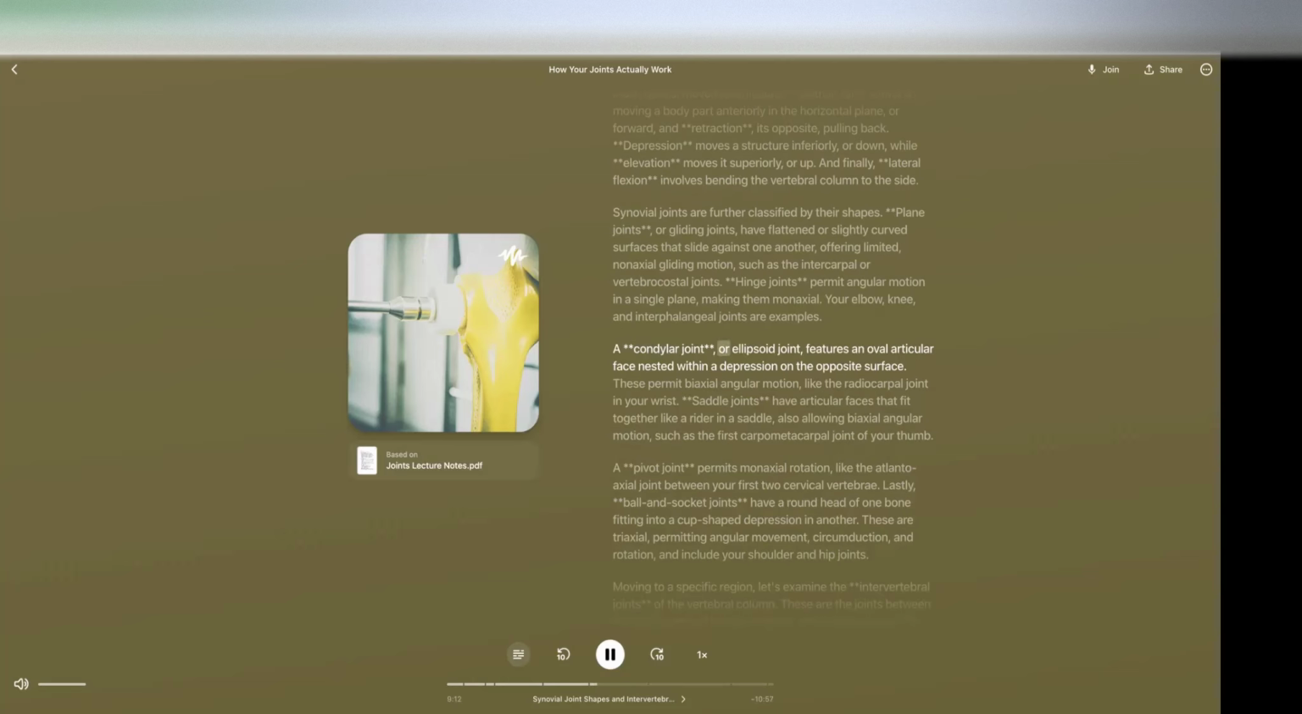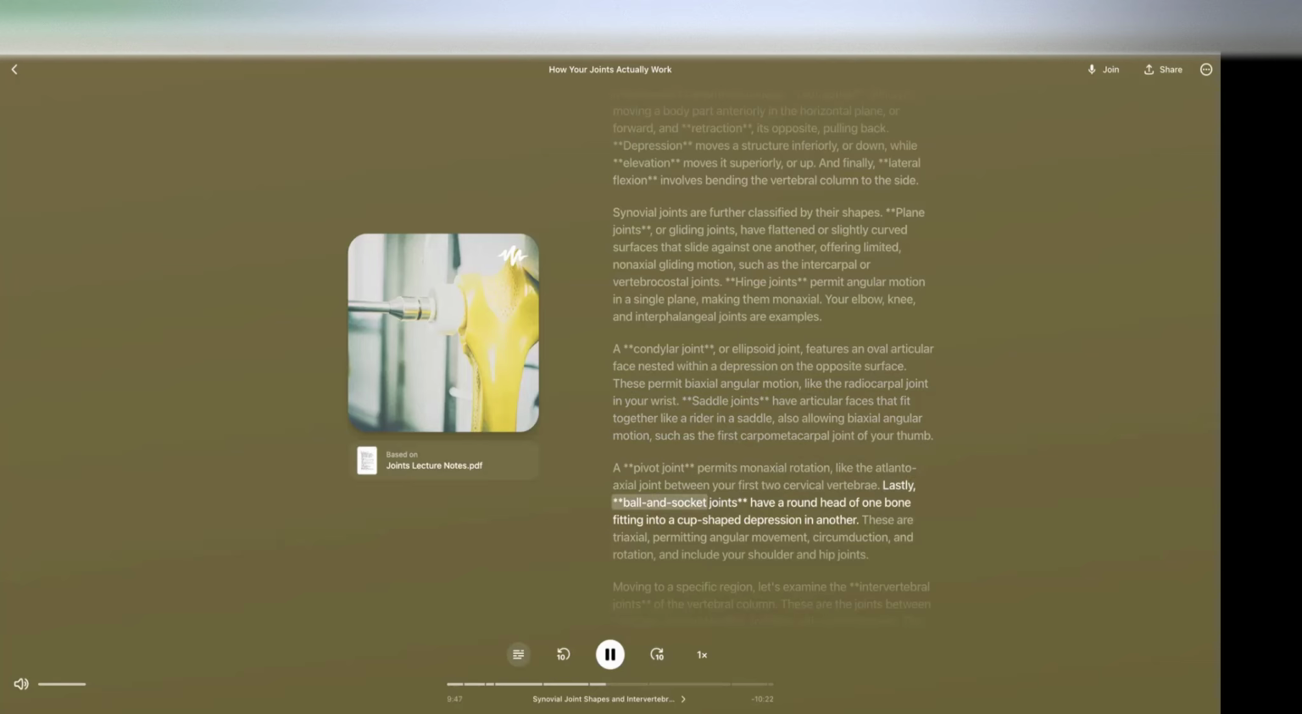A condylar joint or ellipsoidal joint features an oval articular face nested within a depression on the opposite surface. These permit biaxial angular motion, like the radiocarpal joint in your wrist. Saddle joints have articular faces that fit together like a rider and a saddle, also allowing biaxial angular motion, such as the first carpometacarpal joint of your thumb. A pivot joint permits monoaxial rotation, like the atlantoaxial joint between your first two cervical vertebrae.